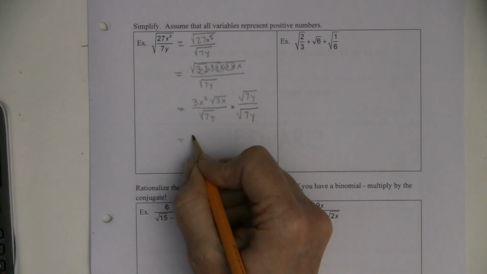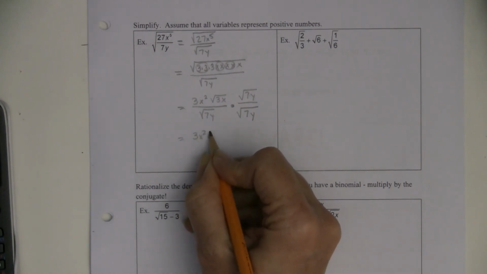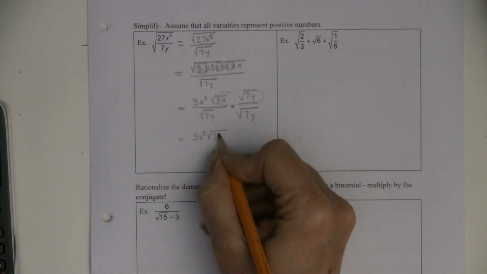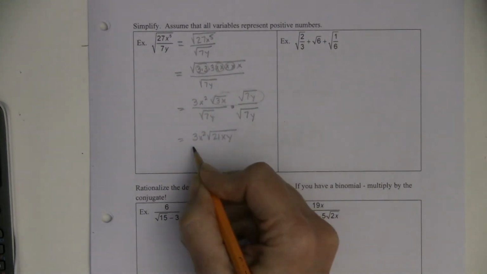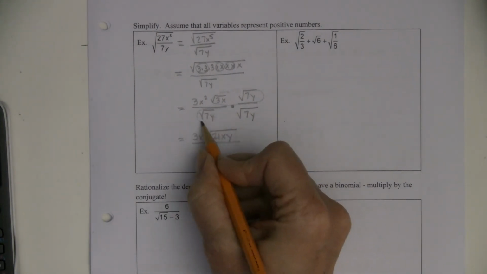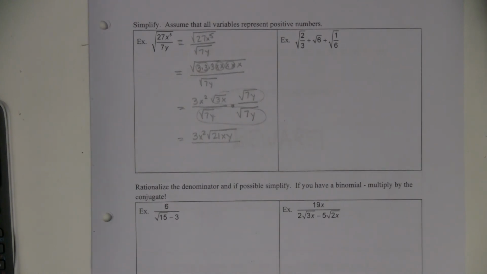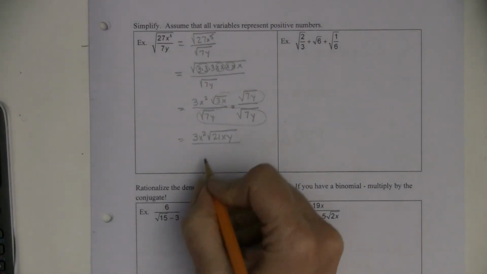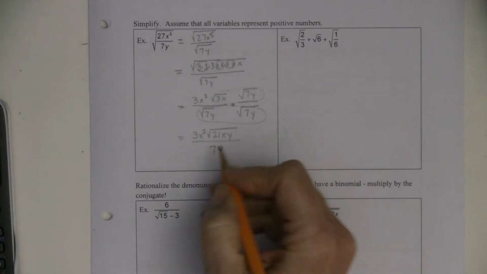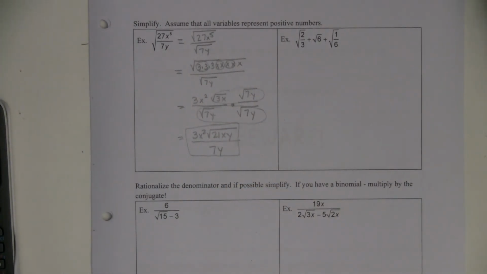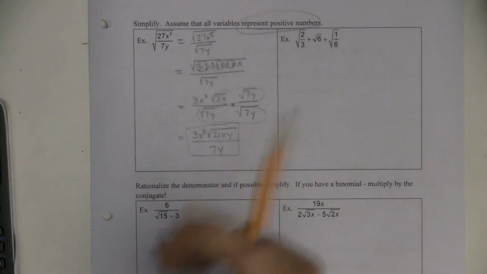So when the dust clears here, I'm going to have 3x squared times the square root. When I multiply these together, I get 21xy. And in the denominator, do you guys agree that when I multiply those together, I would be getting the square root of 49y squared, which is 7y? And so I'm going to take the shortcut there instead of writing it as 49y squared. I don't have to worry about absolute value because, again, the variables are positive.